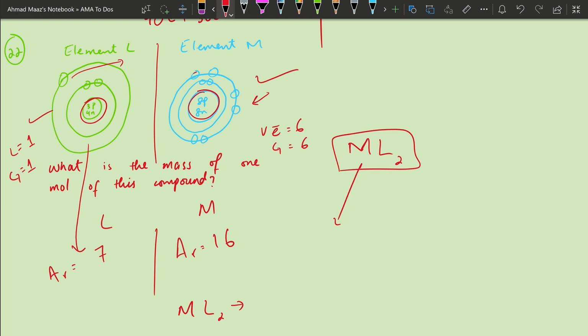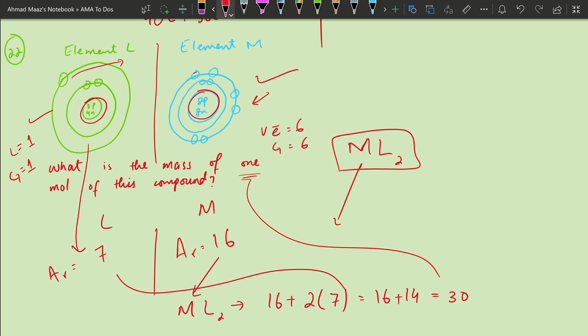ML2, that means 16 for M plus 2 times L. Alright, 7 2s are 14 plus 16, that makes 30. 30 is the mass of 1 mole. 30 grams is the mass. 30 is the AR. Alright, and we know that the mass of 1 mole is equal to the AR. AR is 30, so the mass of 1 mole will be 30 grams.